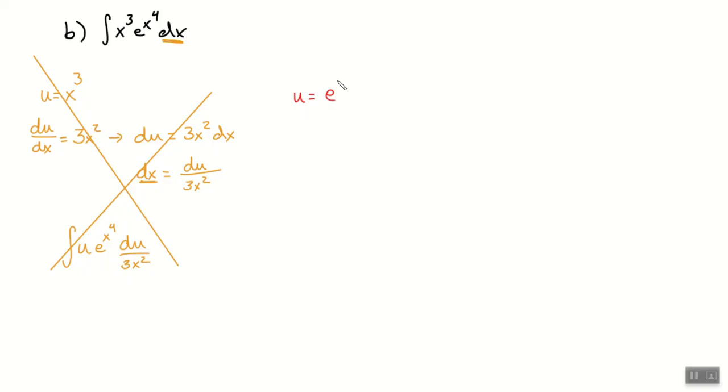So I heard e to the x to the fourth. Sure, let's try it. If we do that, what is du/dx? So I'm going to put this up here just in case we need it. How do you differentiate e to the u? e to the u times u prime. Okay, so what is this? e to the u, nothing changes, right? e to the x to the fourth times 4x cubed.